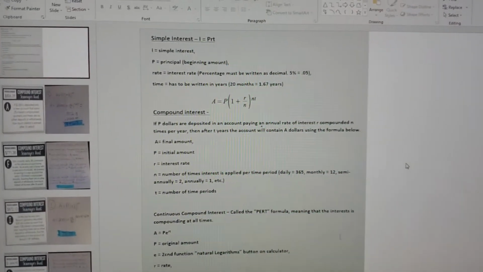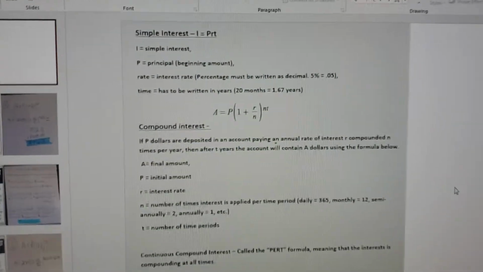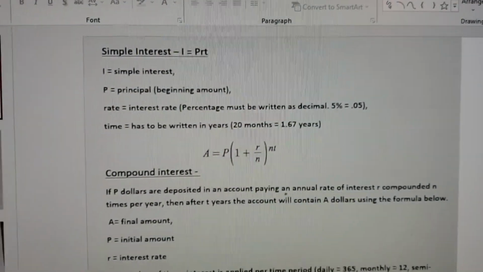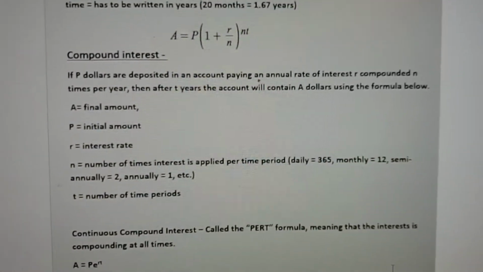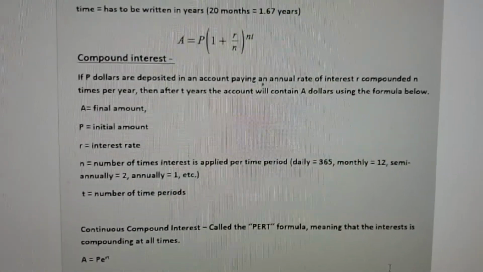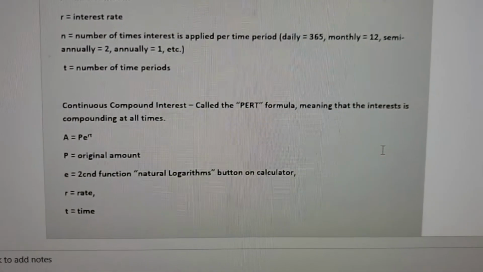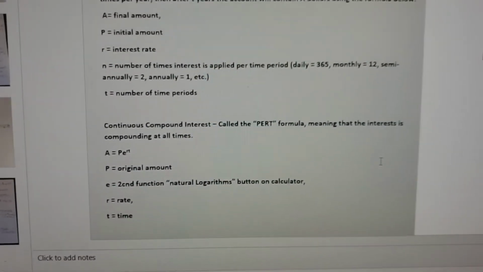This is my first slide and my reference sheet with my formulas on it. There's the formula for simple interest. There's my formula for compound interest. And also the PERT formula for continuous compound interest.